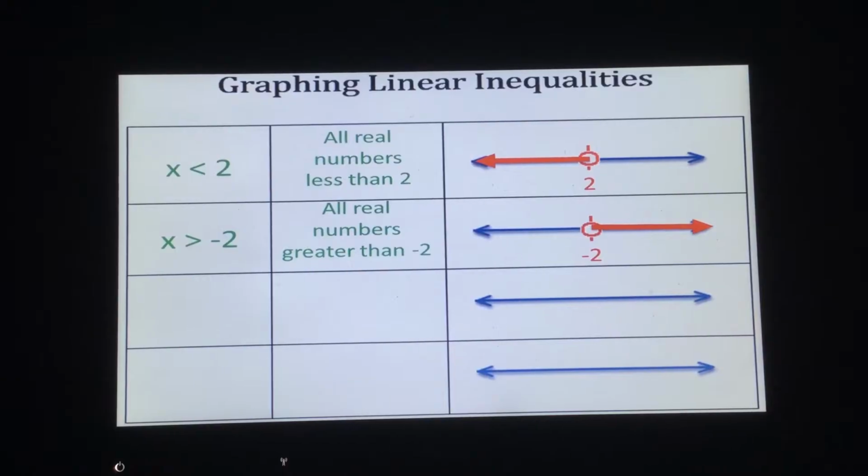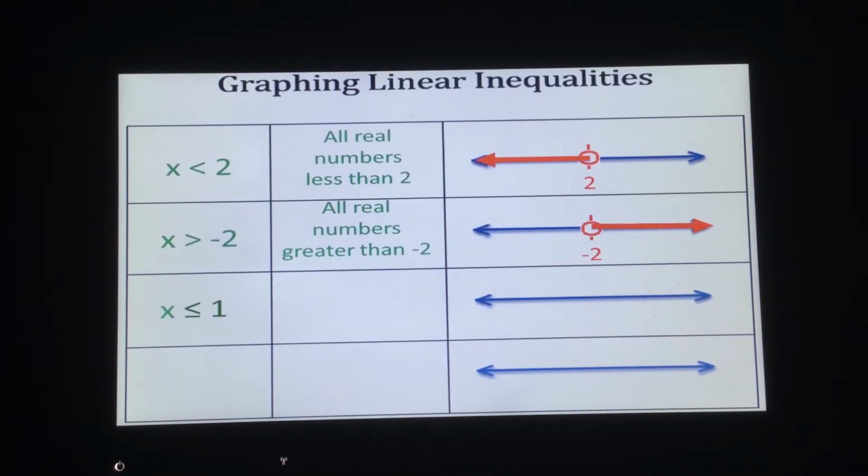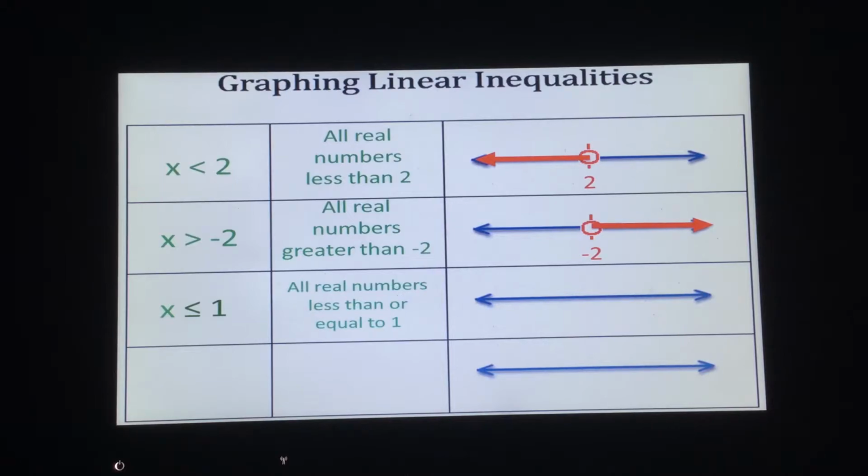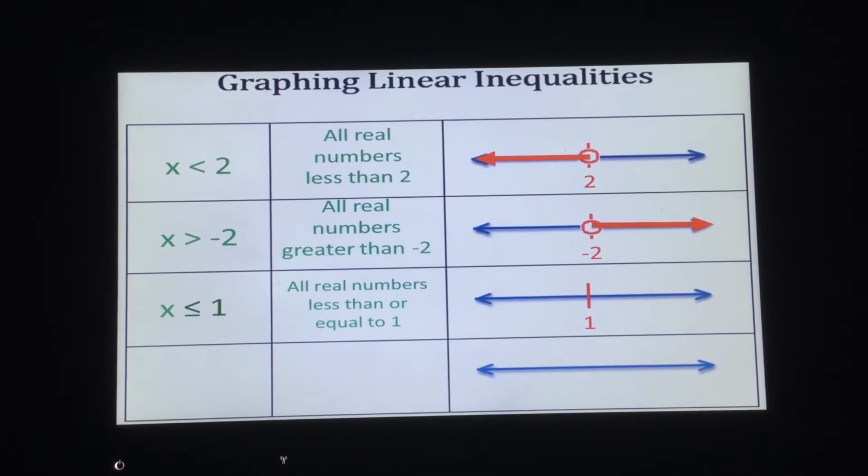All right, now the next one we have for you is x is less than or equal to 1. Now this means that it's all real numbers less than 1 or equal to 1 as well. So 1 is included in this case. So again, we're going to put that one number that we're dealing with, which is 1, and then we're going to put a closed circle. A closed circle is just a filled in circle, all right, because we are including.